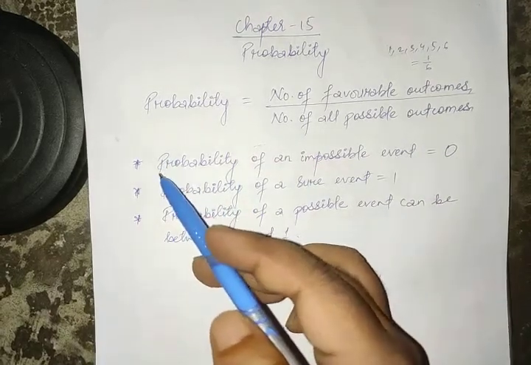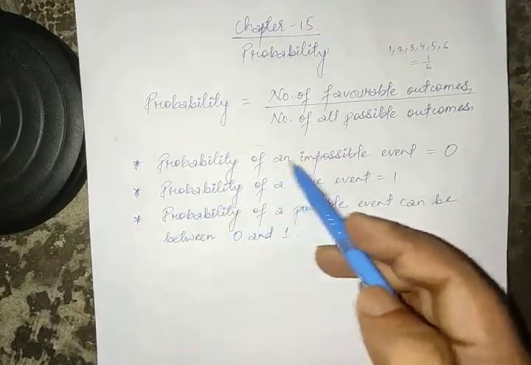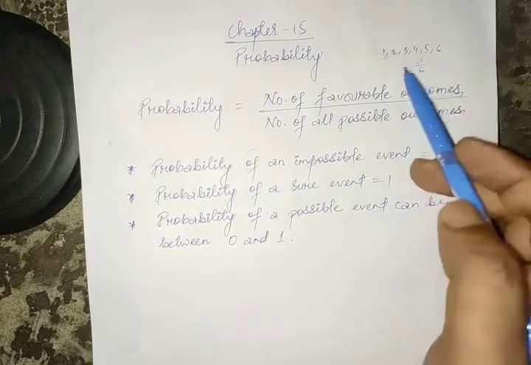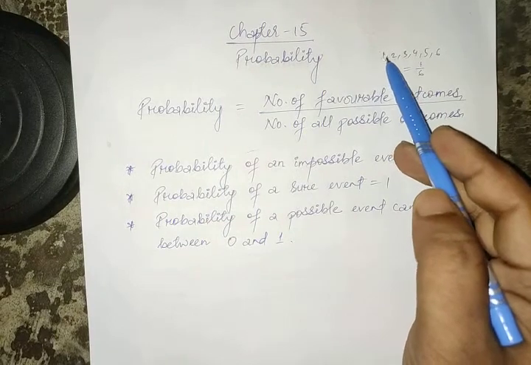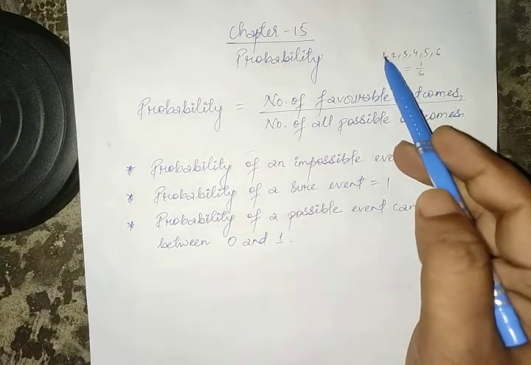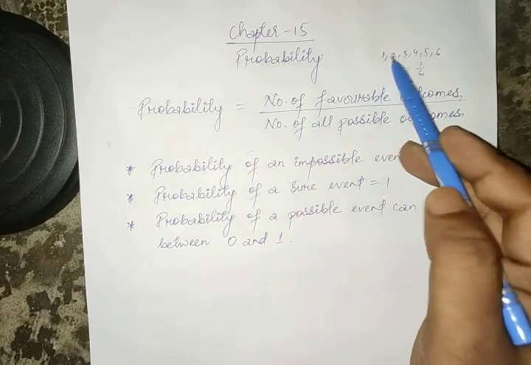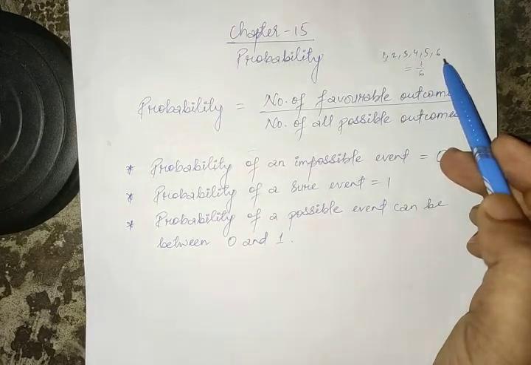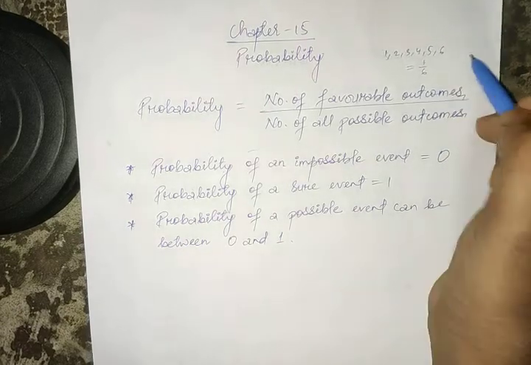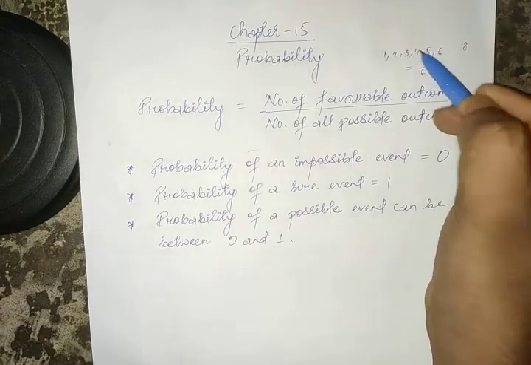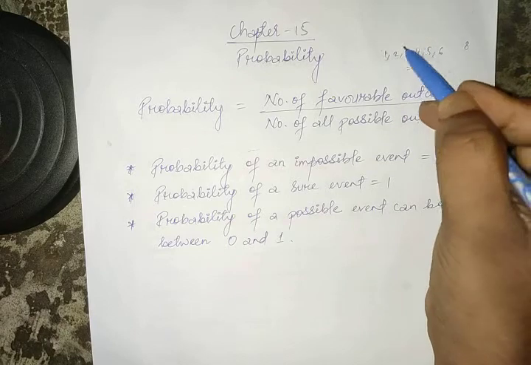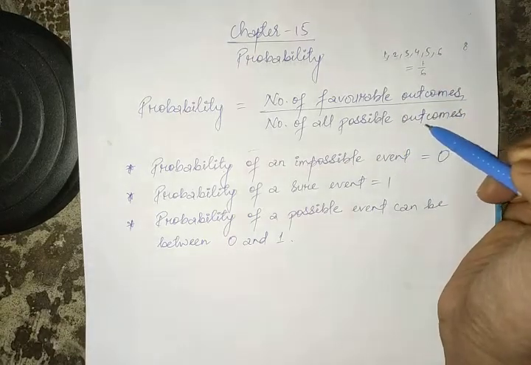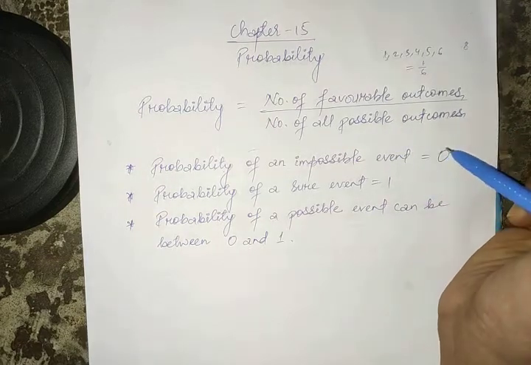Then there are a few points that you should remember: probability of an impossible event is 0, okay? That means which is not possible. Say for example, let us consider the same example, the dice, when you throw, one of these numbers will come up, right? Now suppose I ask you to find the probability of number 8, okay? But on the dice we have only these 6 numbers, right? We don't have number 8, so that probability will not be possible, so that will be an impossible event, okay?